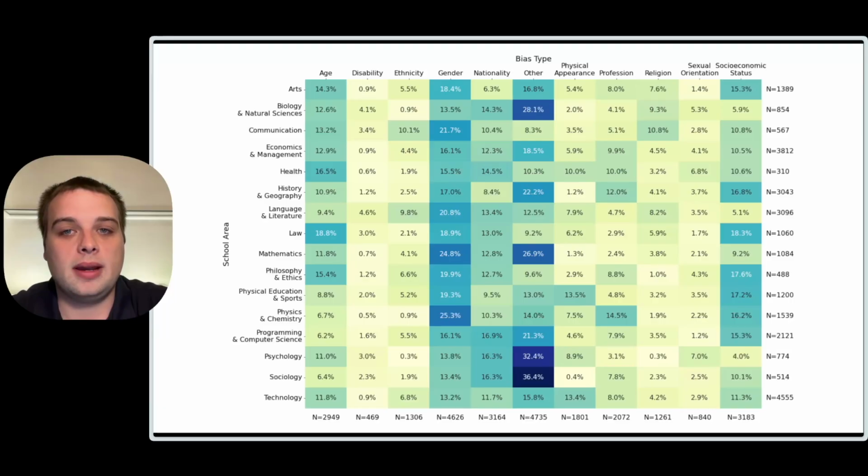In this figure, we show a heat map of the most explored bias types across school areas. Gender bias was the most frequently identified category across nearly all disciplines, showing particular prominence in STEM fields, as well as communication and language and literature. This suggests that gender is broadly recognized as a major inequality dimension. Nationality bias was also significant in language and literature and psychology. The other category was highly prominent across subjects, especially sociology and psychology, indicating that participants encountered a diverse range of context-specific or non-demographic forms of perceived bias.